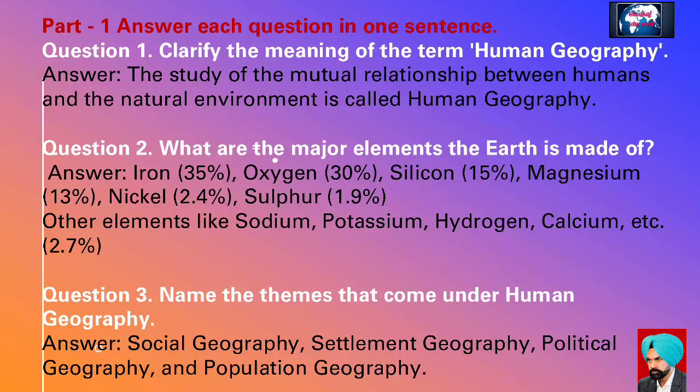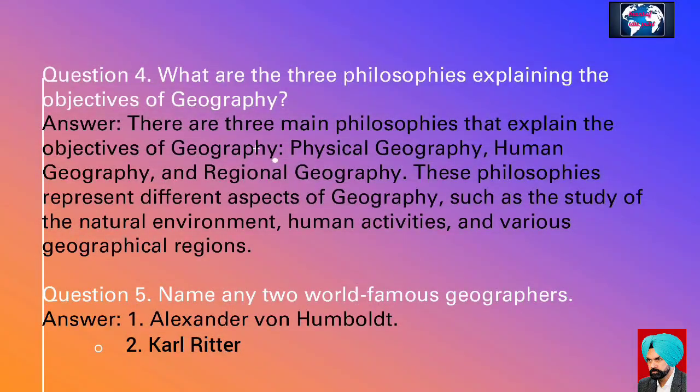Question 3. Name the themes that come under human geography. Answer: social geography, settlement geography, political geography, and population geography. Question 4. What are the three philosophies explaining the objectives of geography? Answer: there are three main philosophies that explain the objectives of geography: physical geography, human geography, and regional geography.